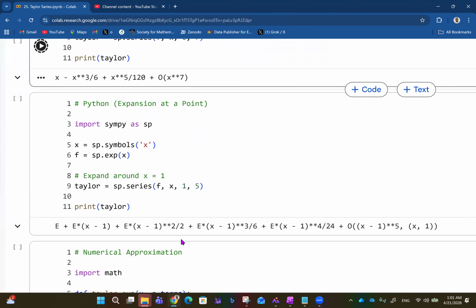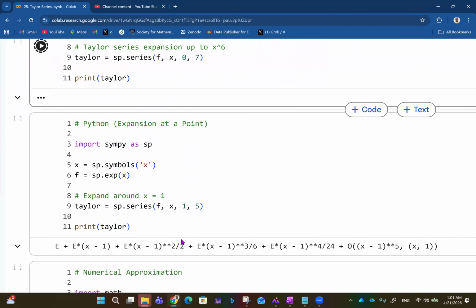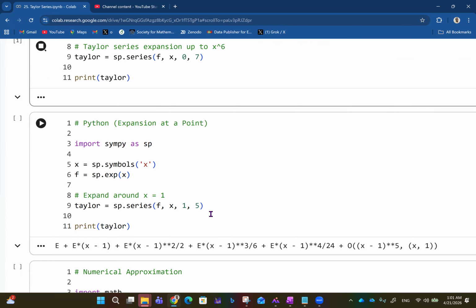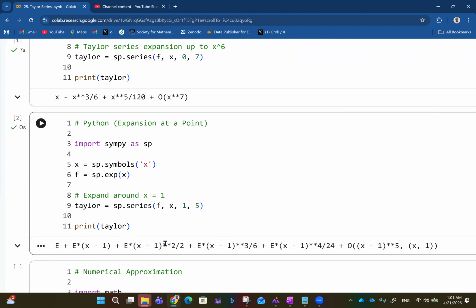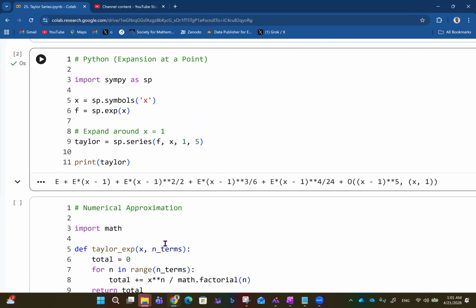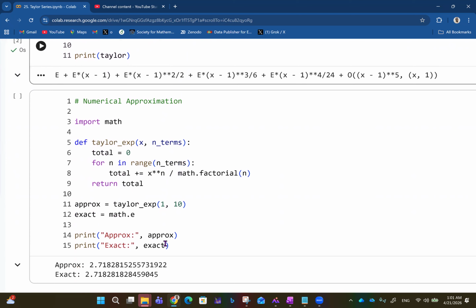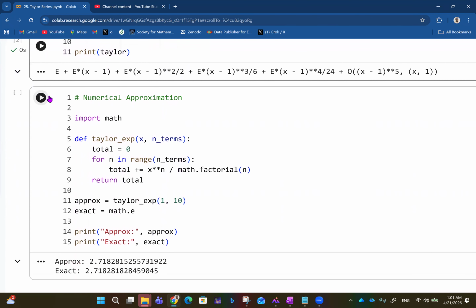Then we can also do Python expansion at a point. So expansion at a point is the idea of Taylor series actually. So Maclaurin just simplifies it. If you expand at 0, it makes things a lot easier. Maclaurin series is expanding at 0, while Taylor series talks about expanding at a given point. So all this expansion we've been doing is easier because we're expanding at 0.